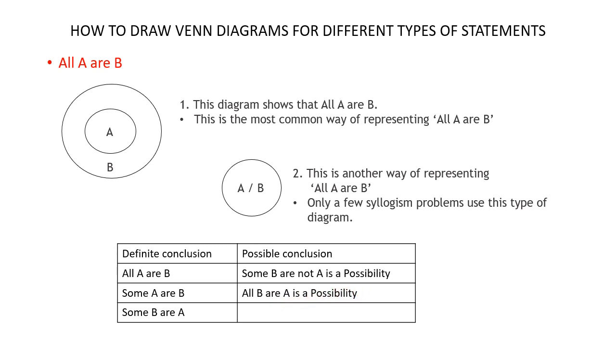So now you have the definite conclusions all A are B, some A are B and some B are A. Also you have the possible conclusions from this Venn diagram that some B are not A is a possibility and all B are A is a possibility.